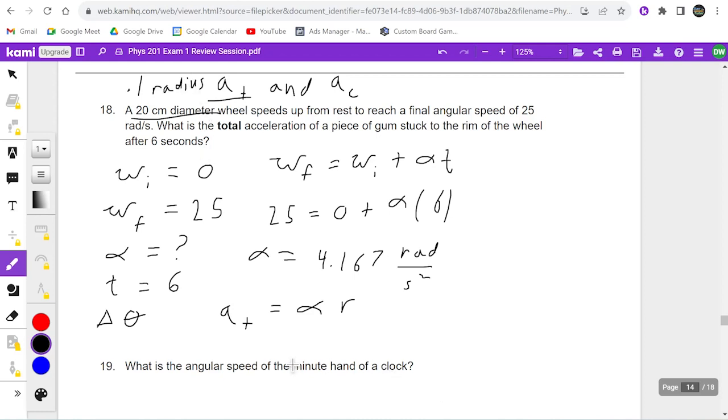0.1 meters. So that means AT is going to be alpha, 4.167, times the radius, which is 0.1, and that will just be 0.4167. And now the units are back to meters per second squared.